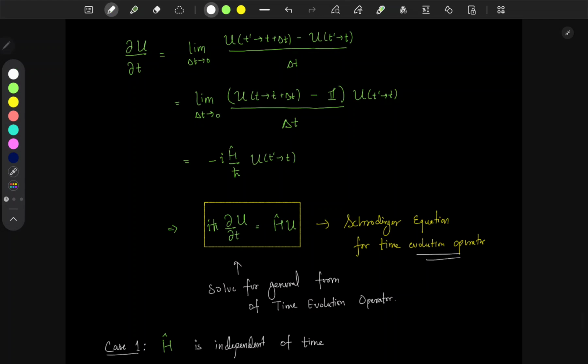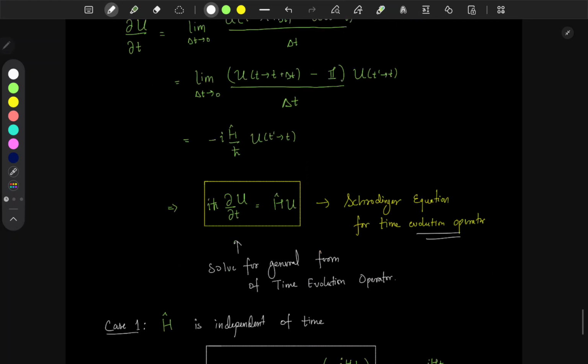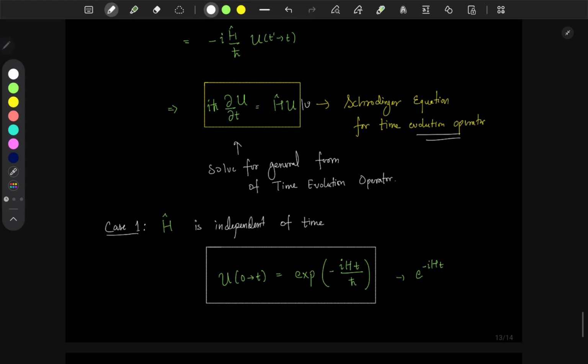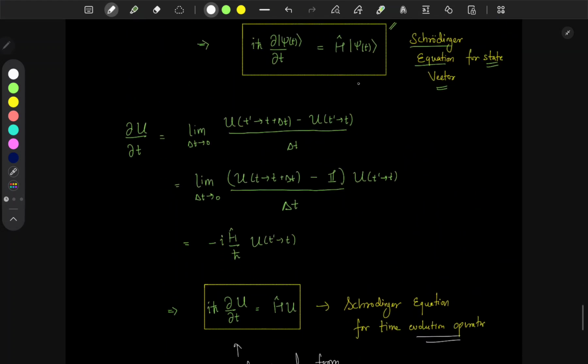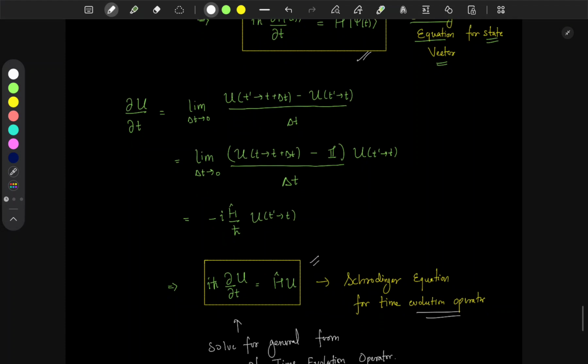Both of the forms are valid. In fact, you can just multiply the psi there, and that will give you this equation. So both of these equations are the Schrodinger equation, and both of them mean the same thing. They are just written differently for different objects, but they eventually mean the same thing.